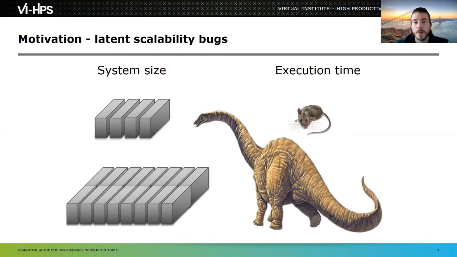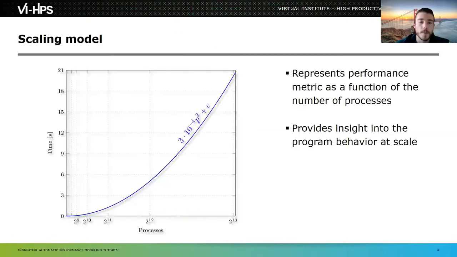So this is the motivation behind XTROP: to identify these latent scalability bottlenecks. What XTROP actually does is it creates a scaling model, that is a representation of a performance metric, for example the runtime of a specific function as a function of the number of processes. Here in this graphical representation, you can see a scaling model with the number of processes on the x-axis, and on the y-axis you can see the runtime, depending on the number of processes.